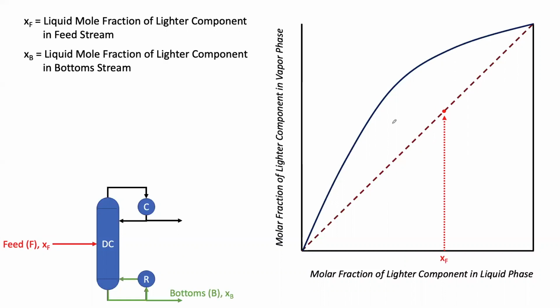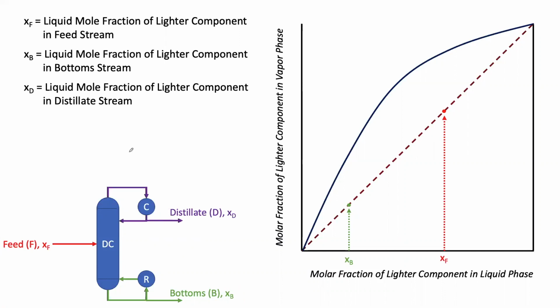And then we're going to look at the liquid mole fraction of the lighter component in the bottoms coming out of the distillation column, and we're going to also graph it onto the McCabe-Thiele diagram where it intersects the 45-degree line. And thirdly, we're going to look at the liquid molar fraction of the lighter component in the distillate stream, and then map it on the McCabe-Thiele diagram. And so this is essentially our desired purity of our distillate, which we set right here. And this is what we control from the feed stream.